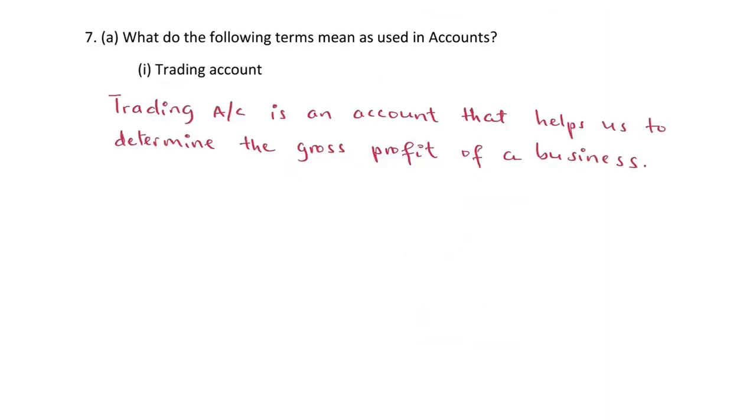Question number 7, part A. What do the following terms mean as used in accounts? So Roman 1 is a trading account. So we can recall that a trading account is an account that helps us to determine the gross profit of a business.